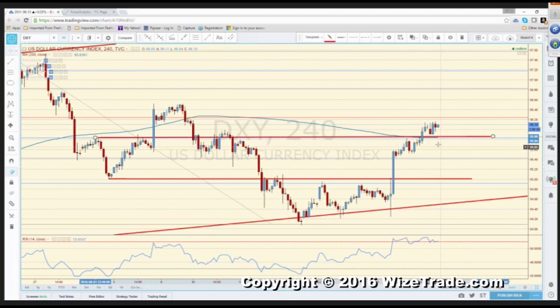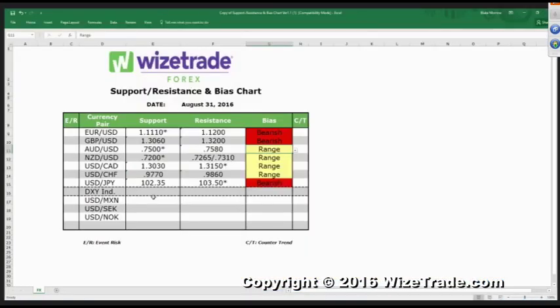So I'm going to write down 95.80, 96 and a quarter. If you're long the dollar, selling in the strength up there makes sense, in my opinion, if you've been riding this bullish dollar wave for a while. Okay, we are in a range.